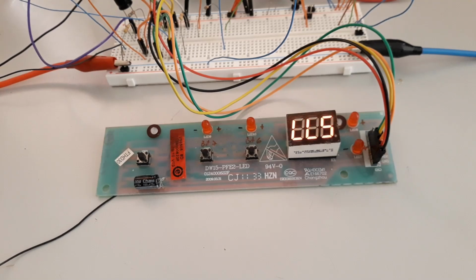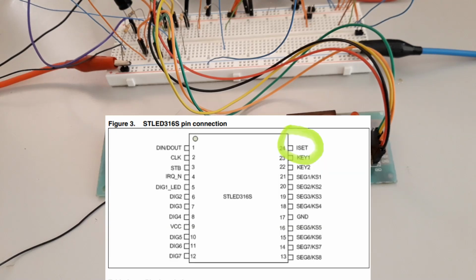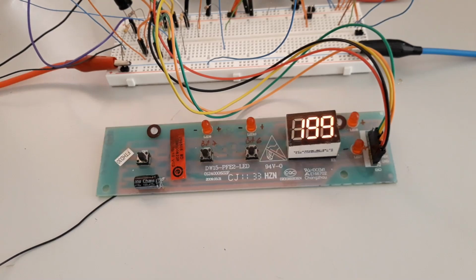There is a pin identified as ISET that allows defining the peak current by segments. It uses a serial bus with 3 conductors. In this case it is CLK, STB and the data in, data out.